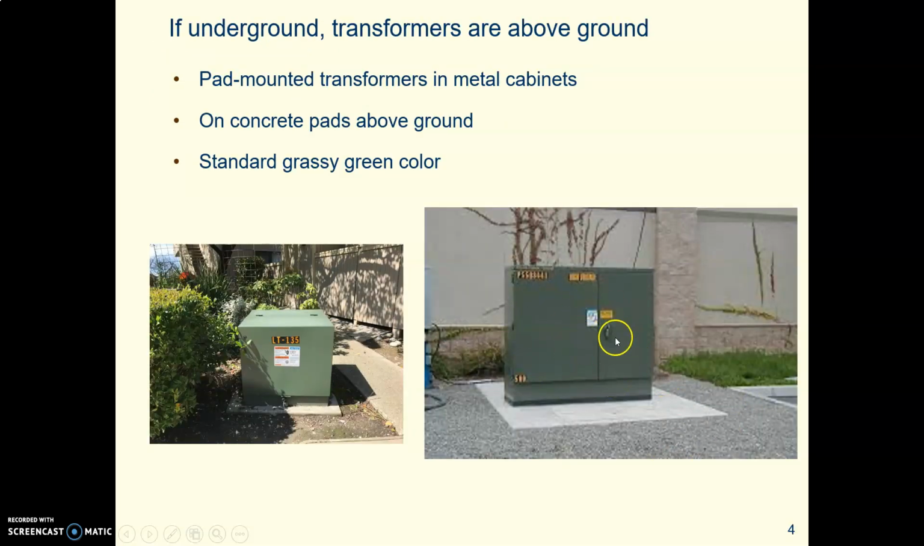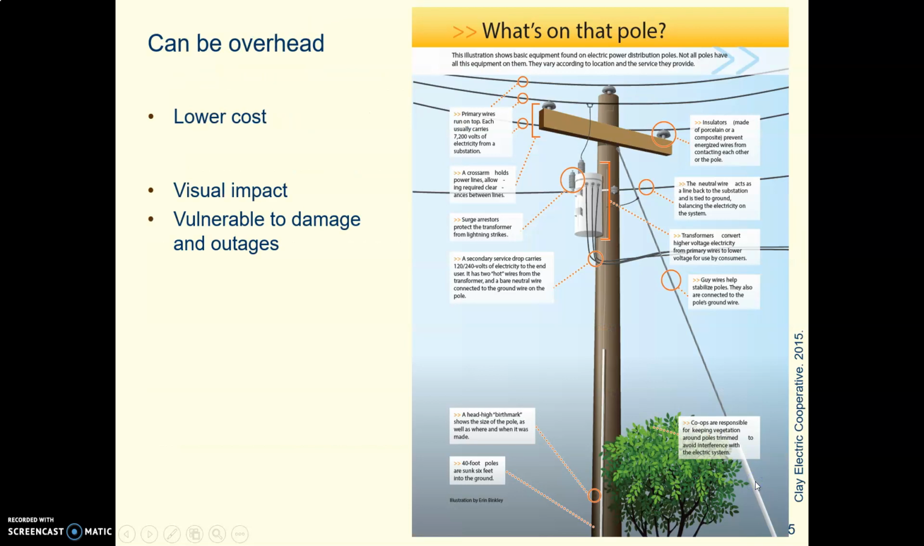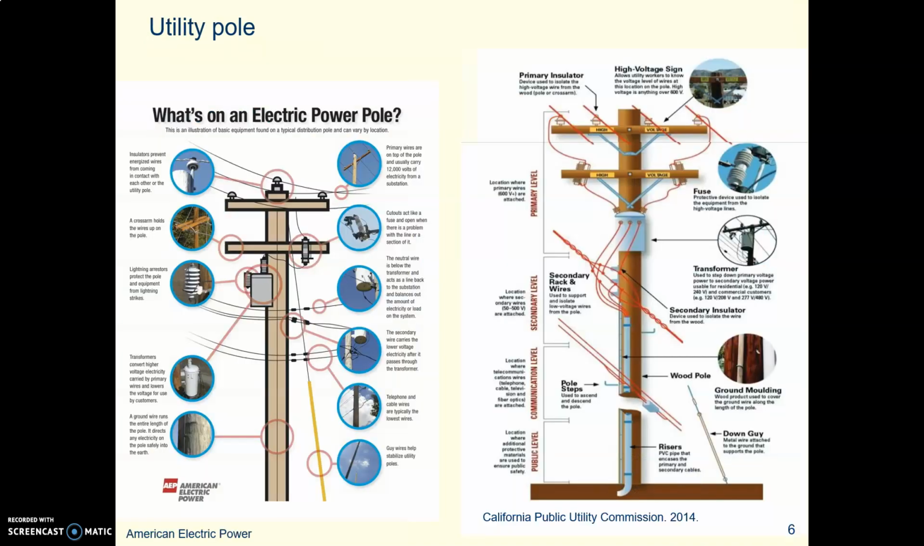You will still see these on-pad transformer boxes. And by the way, these are a standard green, just like the insulators on the transmission lines are sky gray to blend in with the sky. These are a kind of grass green color to blend in with the landscape, and there's a specification for that color. So these lines can be overhead, which is easier to install, lower cost to install. On the other hand, you get visual clutter and you get damage from storms.